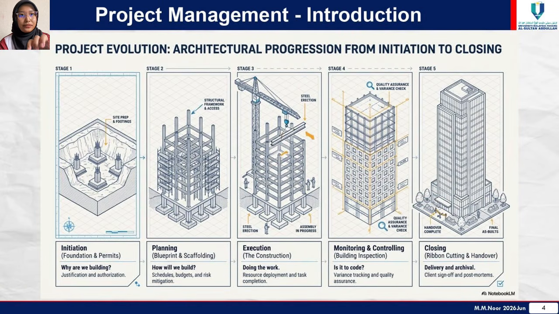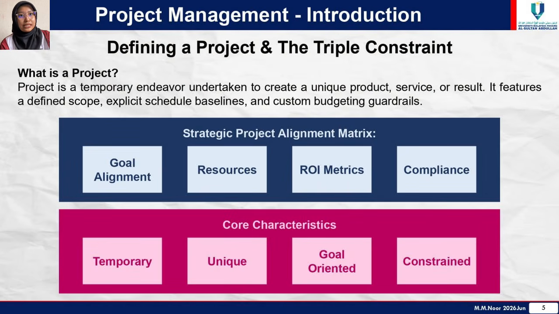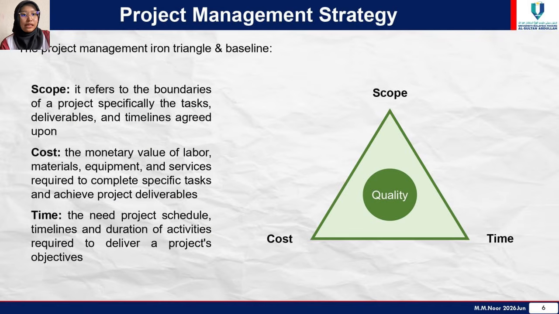We can see from the figure how we can illustrate the phases from the initiation until the closing or closure. What is a project? A project is a temporary endeavor undertaken to create a unique product, service, or result. It features a defined scope, explicit schedule baseline, and custom budgeting. There are strategic project alignment metrics and the core characteristic. There is the triangle of the baseline for project management: scope, cost, and time.